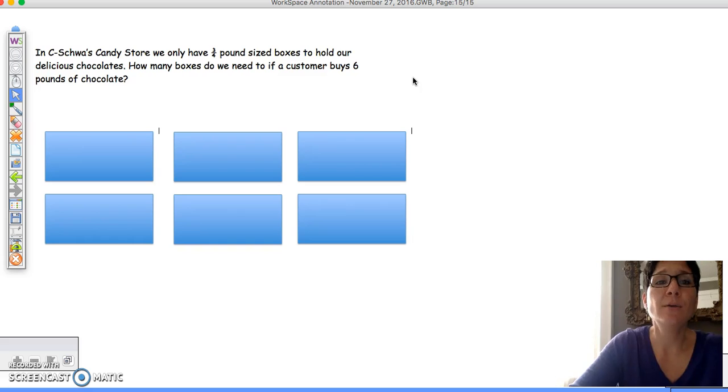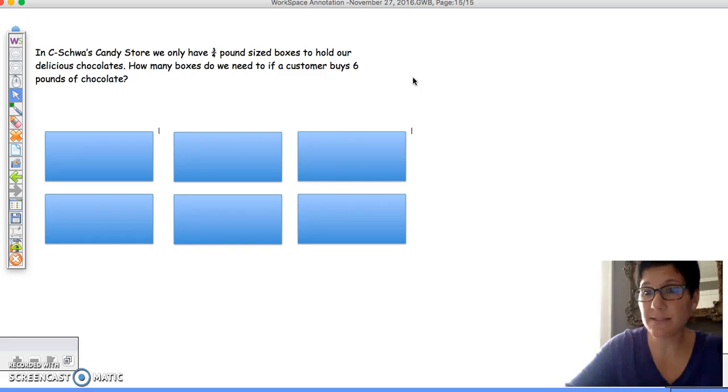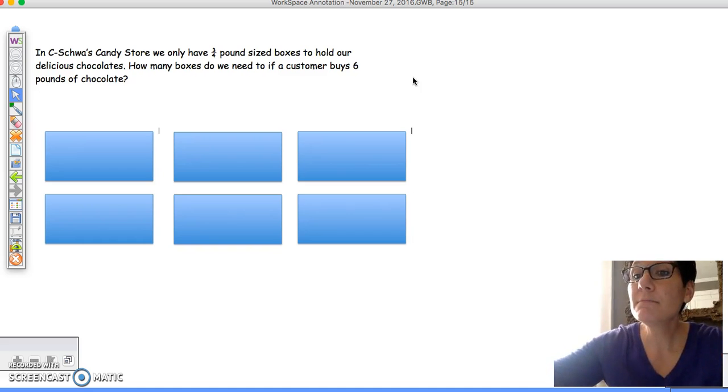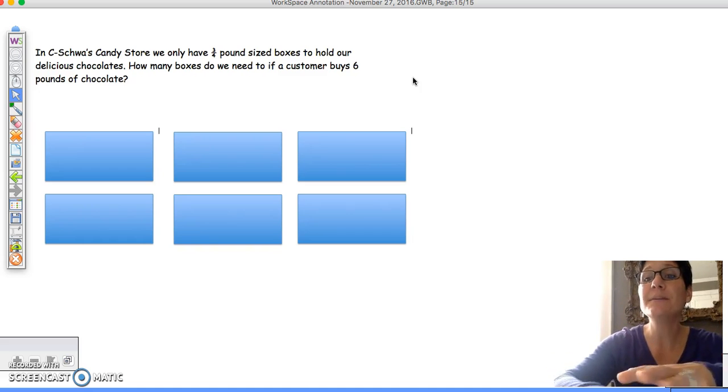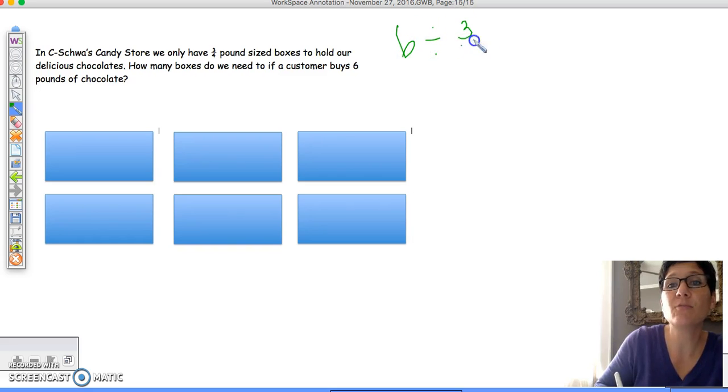Okay, so let's start there. So here's what we got. We have 3/4 pound boxes, and we have 6 pounds of chocolate to distribute between all of those 3/4 pound boxes. So if I said to you, what operation is that asking us to use here? So I'm taking 6 pounds of chocolate and I'm distributing it to 3/4 pound size boxes. And when I distribute things evenly, I'm dividing them. Beautiful. So what we're literally asking you for is to take six and divide that by 3/4.